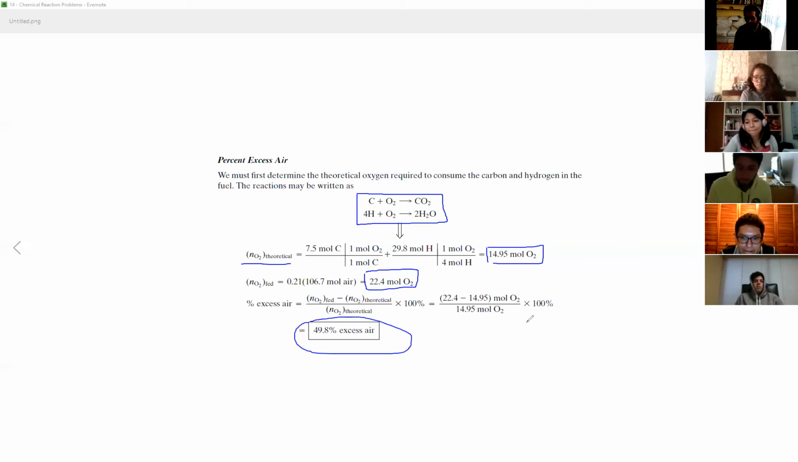Okay, and that's it, right? This problem is important for you to understand that you don't need the formula of the fuel to solve a problem. Okay, you can obtain the balance through the atomic species. Any questions for this problem?